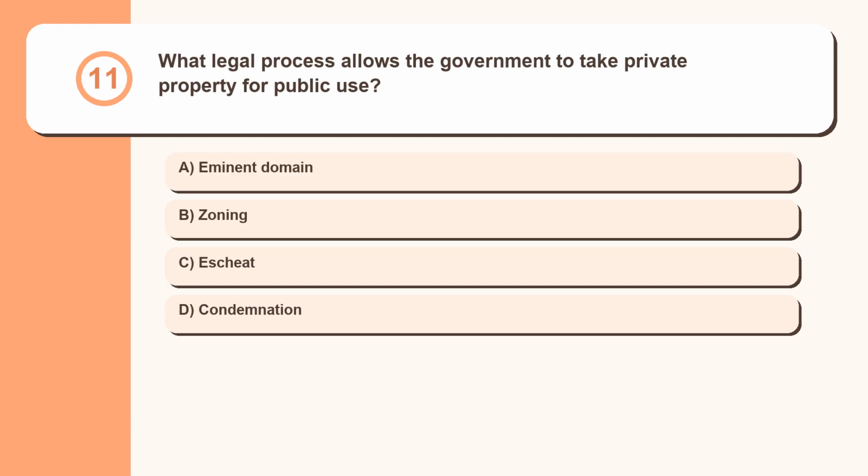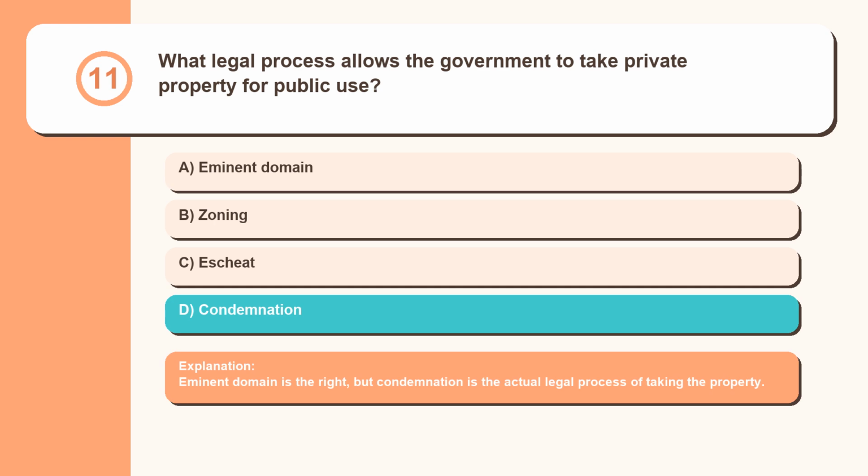Question 11. What legal process allows the government to take private property for public use? Eminent domain, zoning, escheat, condemnation. Eminent domain is the right, but condemnation is the actual legal process of taking the property.